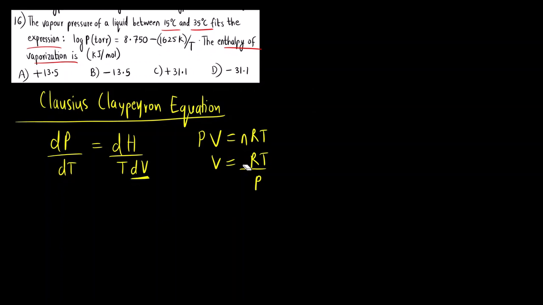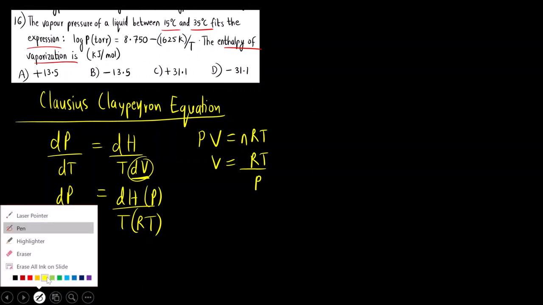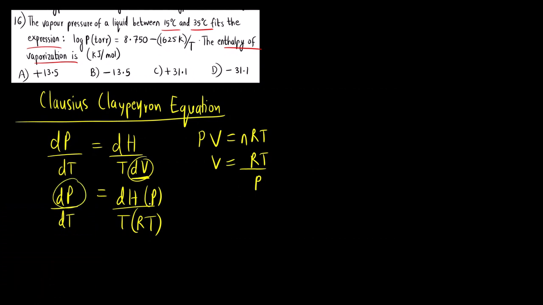Number of moles is not given. So, we will assume it to be 1. So V, we can substitute here. V is what? RT by P. dP by dT. What we can do, we can club the similar terms together. This P I can bring here. dP by P is equal to, here on the right hand side, I have dH by RT square into dT.